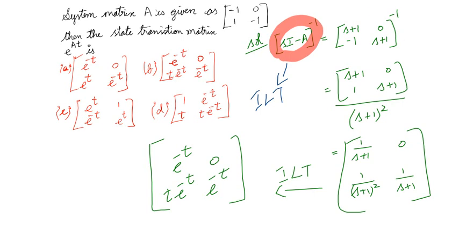So it becomes like this. For 2 cross 2 it is easy to find the adjoint matrix. You interchange these two elements, then put the opposite sign, then divide by the determinant. For the matrix with s plus 1, 0, minus 1, s plus 1, the determinant is (s plus 1) whole square. Then divide each term by the denominator, we get this expression. Then take the inverse Laplace transform. What is the inverse Laplace transform of 1 by (s plus 1)? e power minus t. For 0 it is 0. For 1 by (s plus 1) whole square it is t into e power minus t.